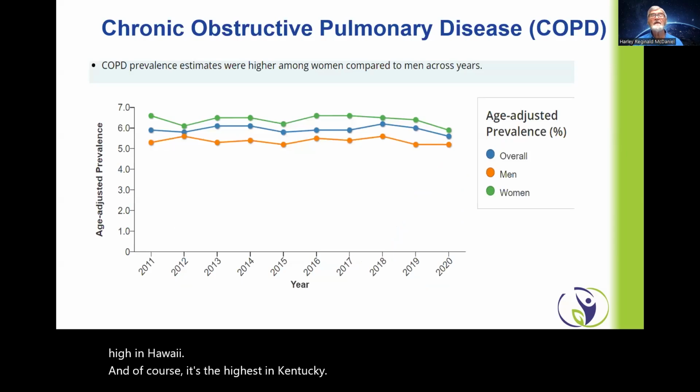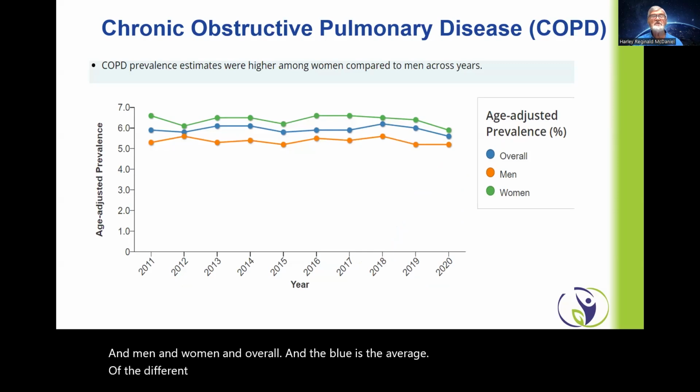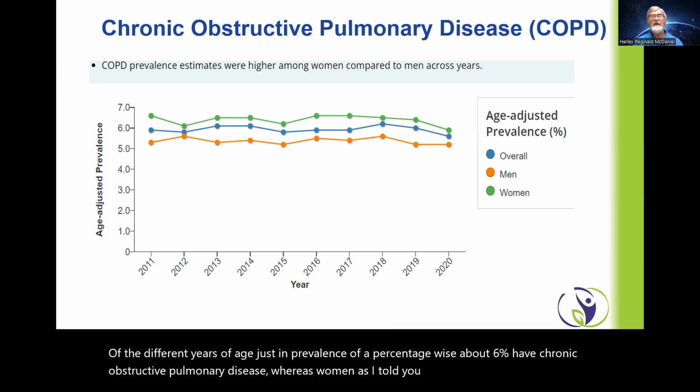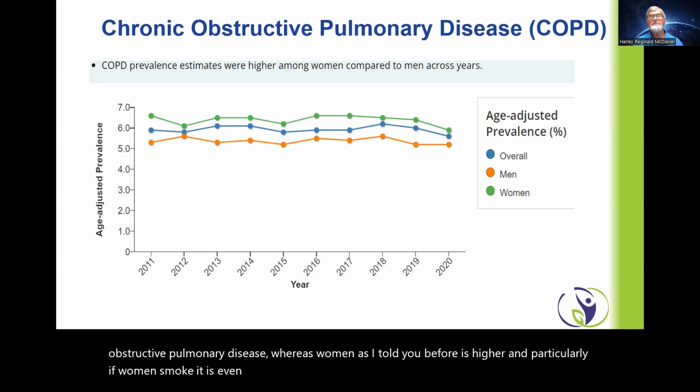Now, this is chronic pulmonary disease in men and women and overall. And the blue is the average of the different years of age-adjusted prevalence, percentage-wise. About 6% have chronic obstructive pulmonary disease, whereas in women, as I told you before, it is higher. And particularly if women smoke, it is even higher than this compared to men, that they just don't get.